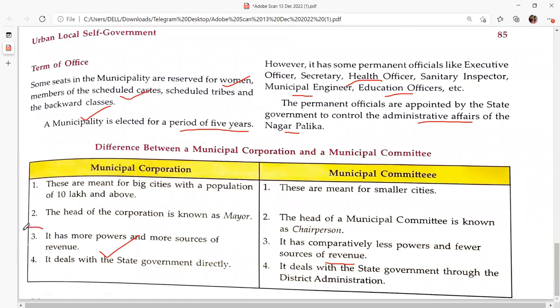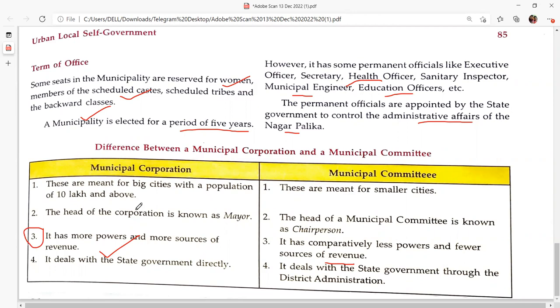Yes, this point is important. Why does a municipal corporation have more powers and more sources of revenue? Because a municipal corporation is present in a city whose population is more than 10 lakh. So obviously it will have an industry base near it, or it will be a capital. So many people are involved in giving revenue to the municipal corporation in the form of house tax, water tax, and vehicle tax. But in a municipal committee or municipality, we have fewer people. So fewer people will give tax, and less water tax will come. So the revenue generation is more in the case of a municipal corporation, but less in the case of a municipal committee.